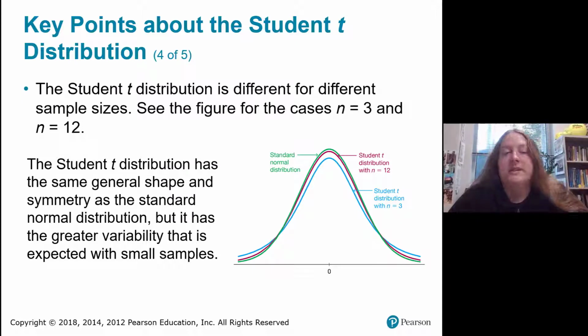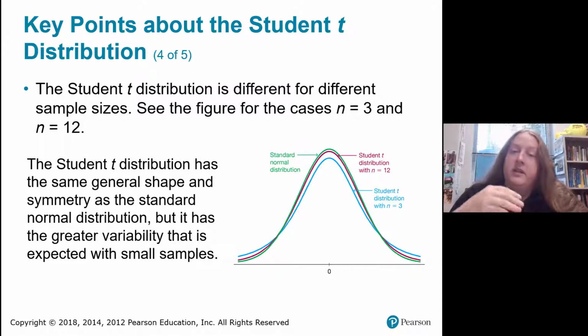So what this t-distribution looks like. Basically, it's symmetric about 0, the same way the normal distribution is. In this picture here, we have a green graph. That's the standard normal distribution. And then you'll notice that we have two different t-distributions here. One with 12 as our sample size and one with 3. Now you'll notice the one with 12 is closer to the actual normal distribution, and the one with 3 is a little bit further from it.